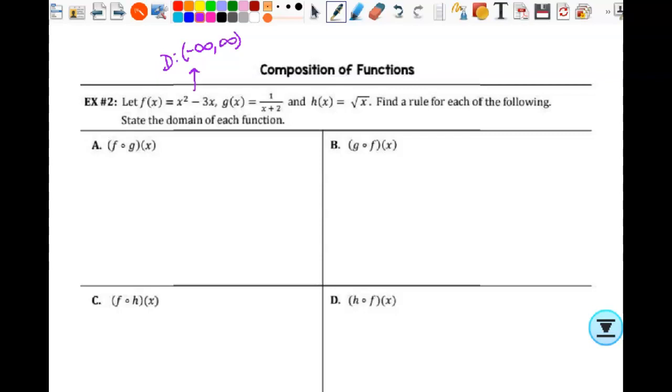Okay, so then let's look at g of x for the domain. What can x not be? Negative 2. So my domain here goes from negative infinity to negative 2, and then from negative 2 to infinity. All right, and then what about square root of x? What's my domain here?